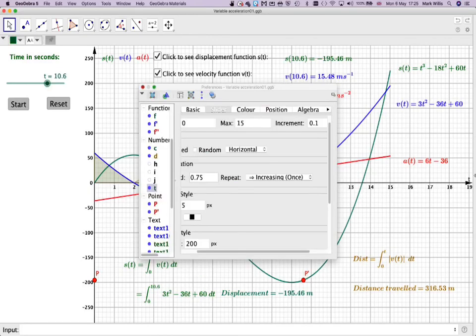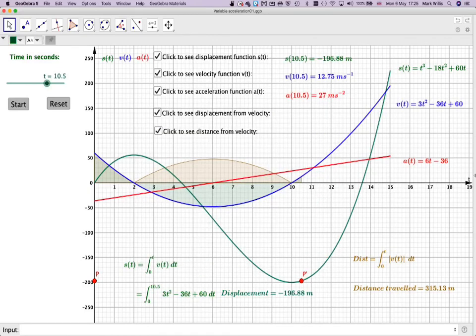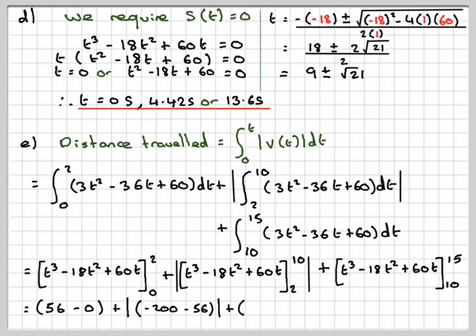Okay, so we've got minus 200 there. Minus 56 from before, and then 225, which is the final place, minus 200. If we work that out on a calculator, we're going to get the total distance as 737. So this gives us a way of working out distance. But if we wanted just the displacement, all we would need is to take the displacement formula and put t equal to 15, and we'll get the answer 225 straight away.